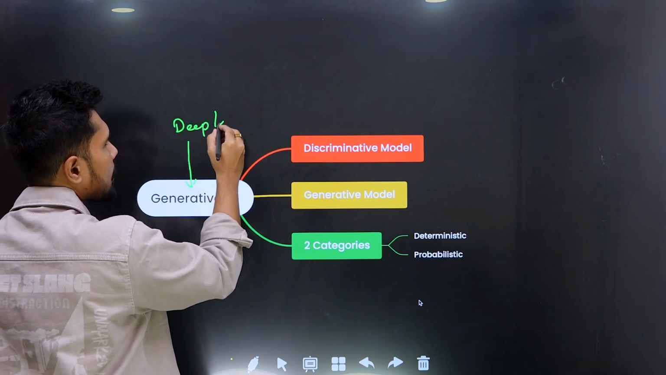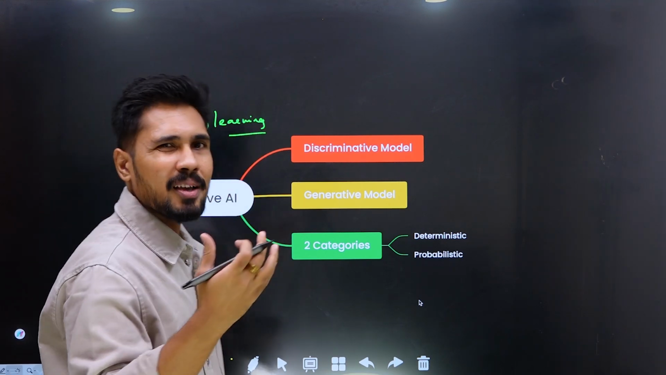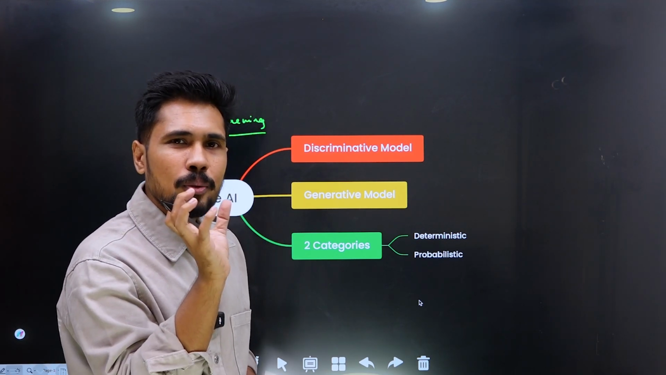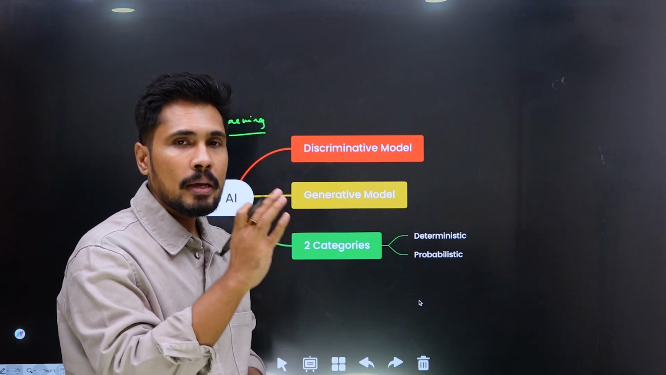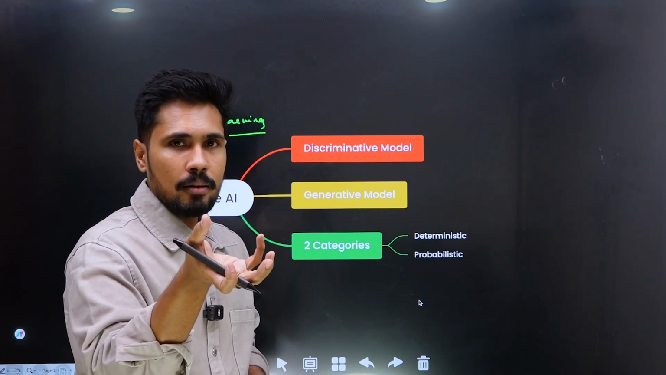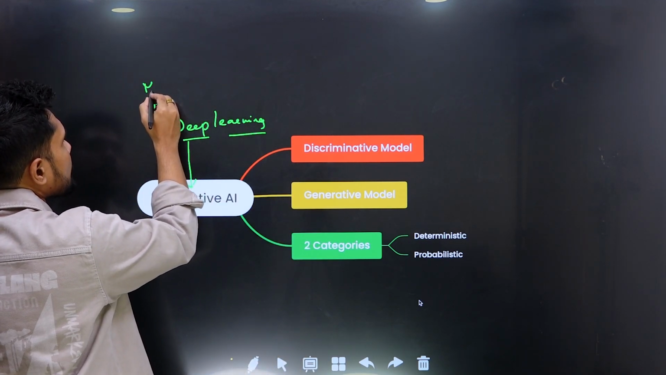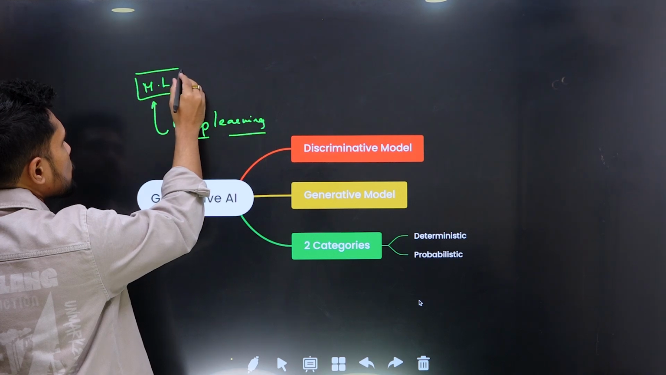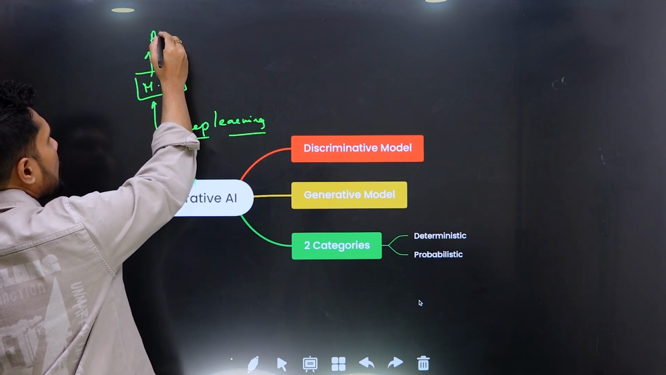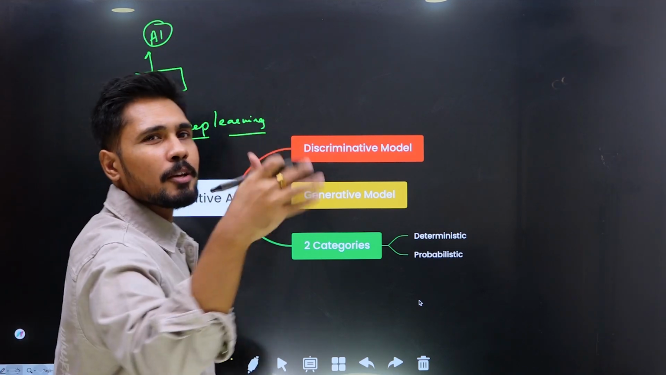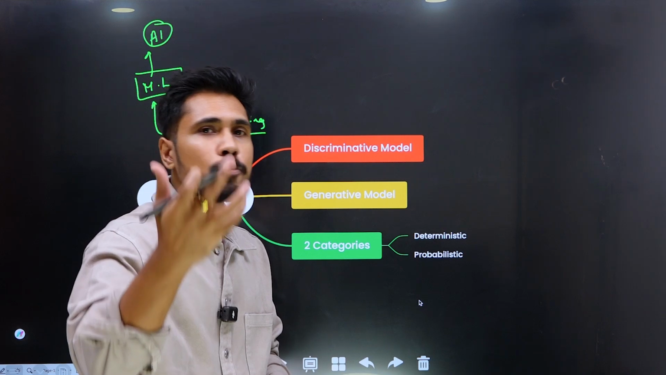You can ask me, can't we build it only through deep learning? The answer is no. Generative AI can be done even with machine learning. But deep learning is a branch of machine learning, and machine learning is a branch of AI. Under AI, you have multiple branches, like narrow AI, artificial general intelligence, and super AI.